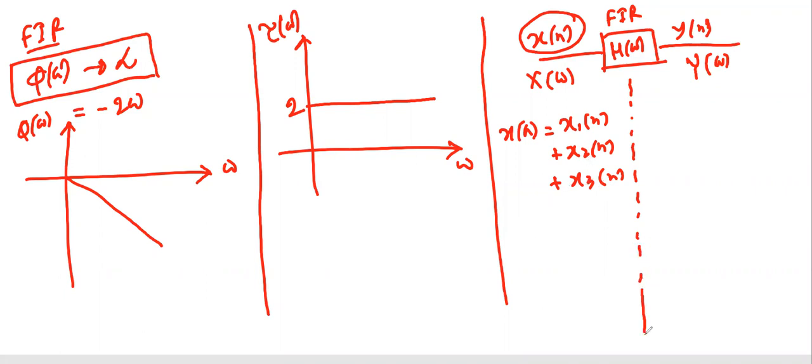I would like to draw those here on the left side with the same time scale. Let me take some other color to represent this scale. Okay, first I'm drawing the x1[n].